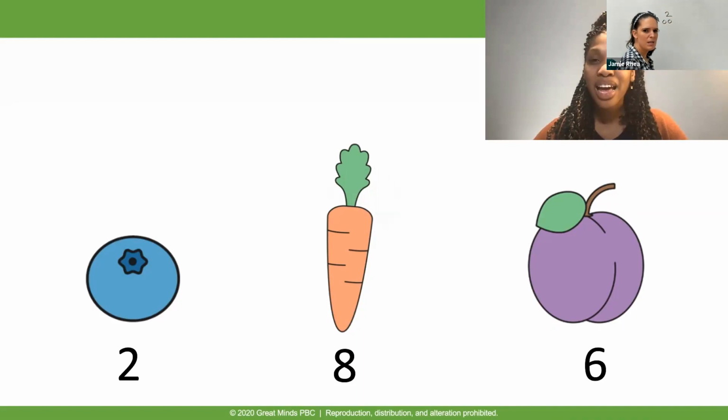Okay. Then we had how many carrots? We had 8 carrots. So I'm going to put an 8, and I'm going to draw squares for my carrots. Actually, let's draw triangles for our carrots. So 8 triangles. And if you do this, draw them small so you have plenty of room, okay? Then I have to have 6 plums. I'm going to put 6, and I'm just going to draw a square. 1, 2, 3, 4, 5, and 6.